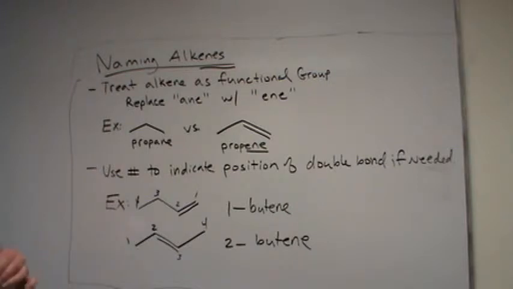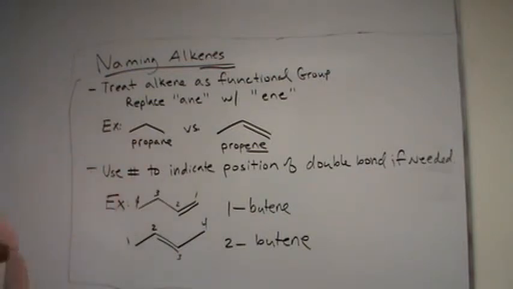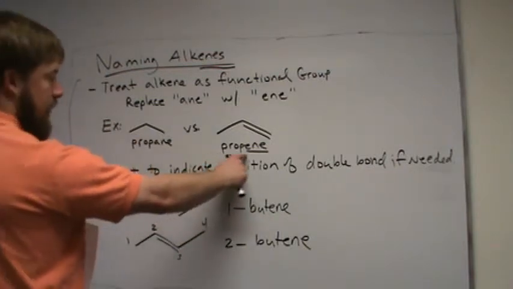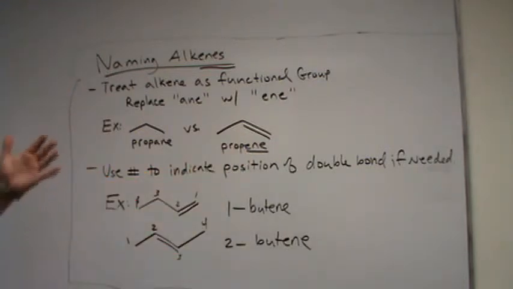So alkane versus alkene. Example, this is propane, 1, 2, 3 carbons. If we add a double bond in there, we drop the ANE and put ENE for propene. As our structure gets bigger, our naming gets a little bit more complicated. So we have to use a number to indicate the position of the double bond if needed.